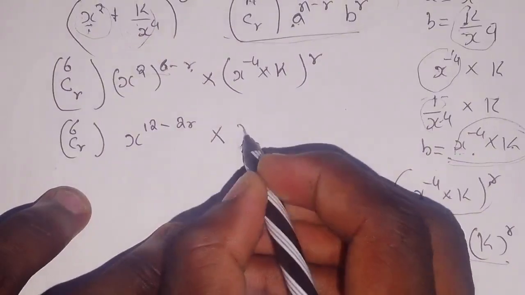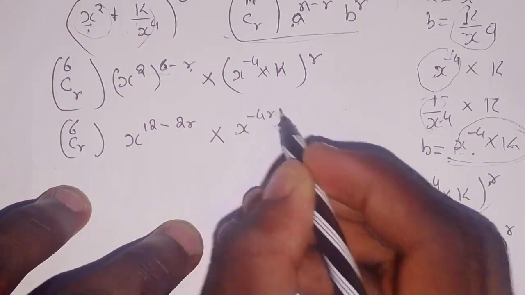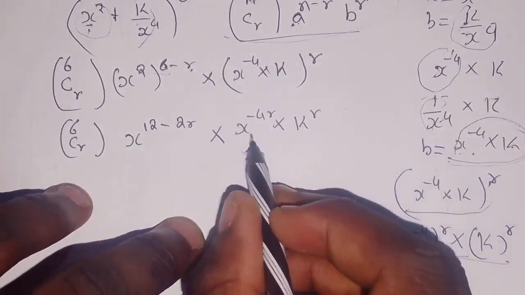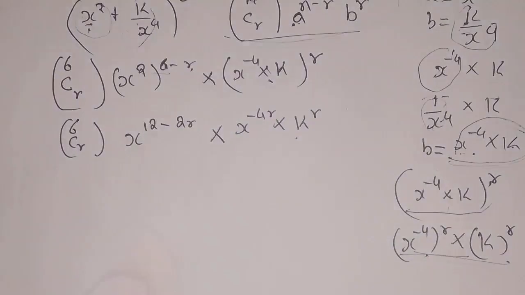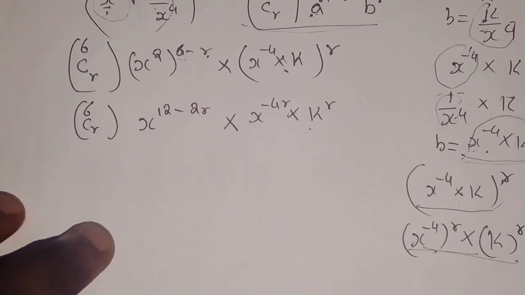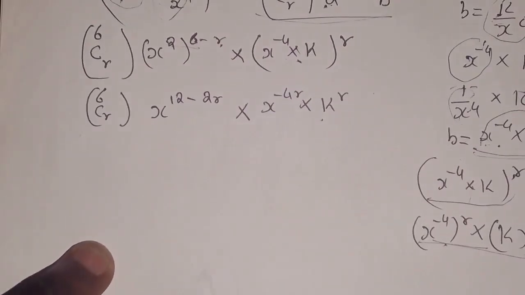Okay, so we have said that this can be written like this in a simplest way. So I can have x to the power negative 4r multiplied by k to the power r. So writing like this is the same as writing like that. There is no difference, so don't get confused. Okay, so make sure you follow attentively.